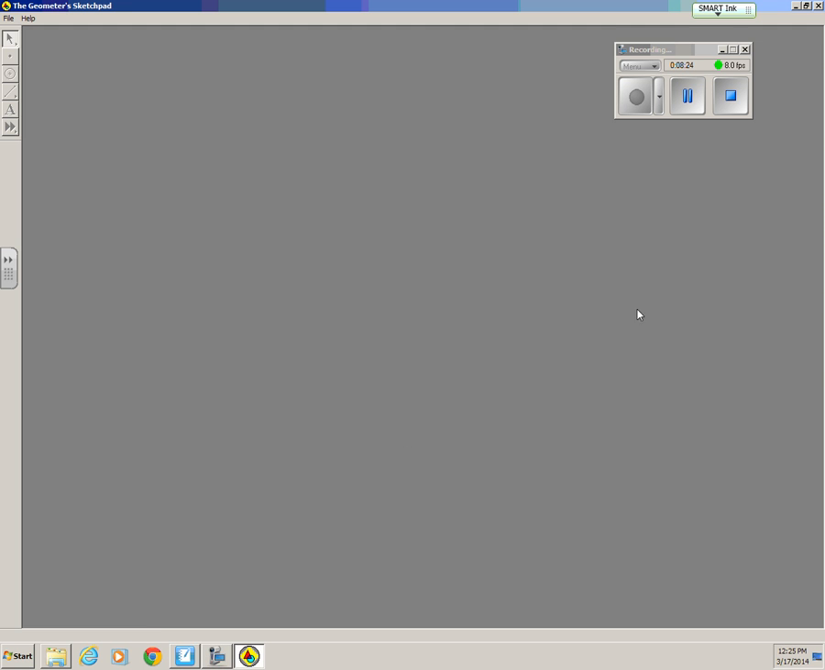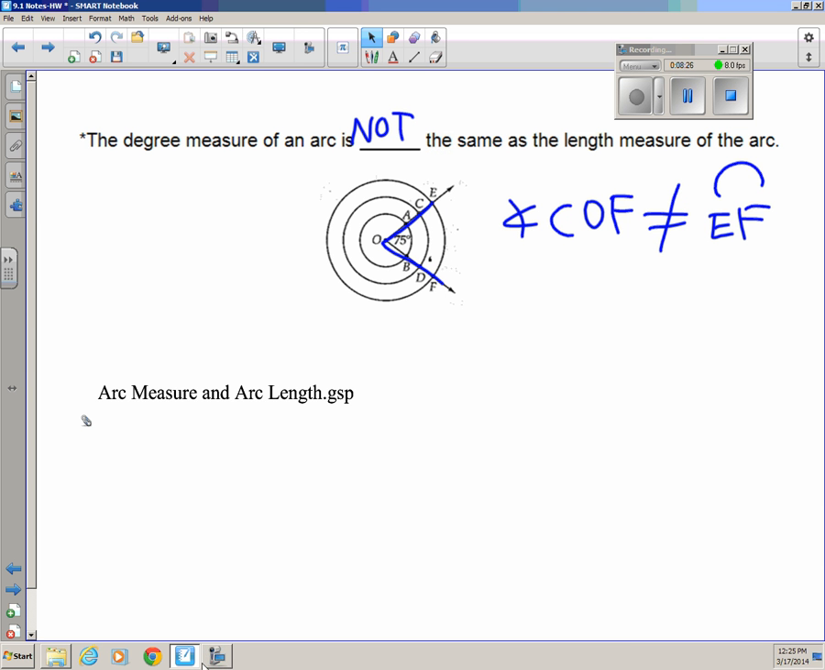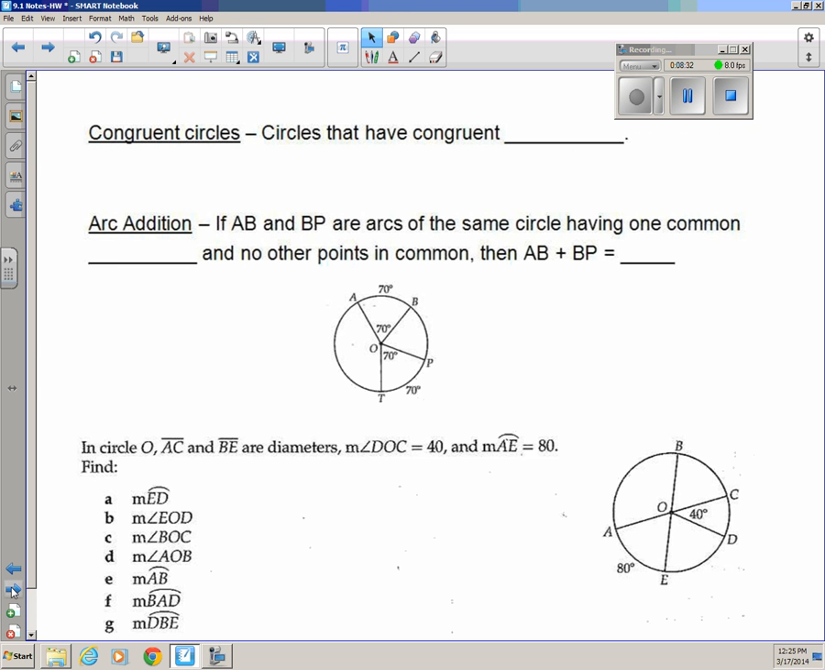So we're going to get to the next part of the lesson. We're going to go over here. Then you've got something called congruent circles. Congruent circles are circles that have the same radii, or congruent radii. So we could all have different circles, and as long as the radii are congruent, we call the circles congruent.